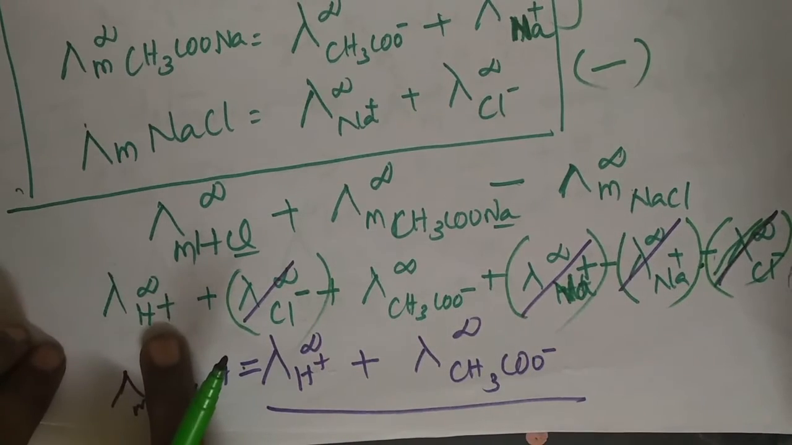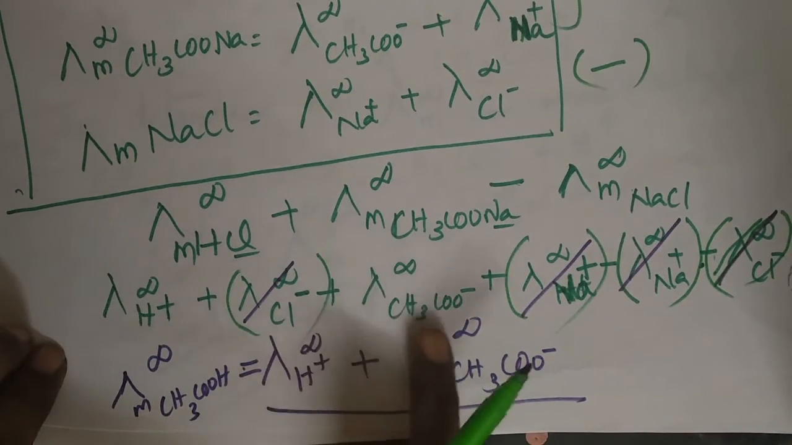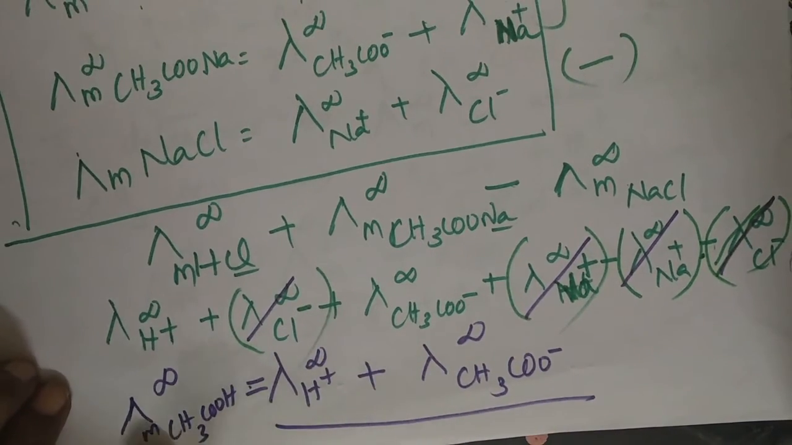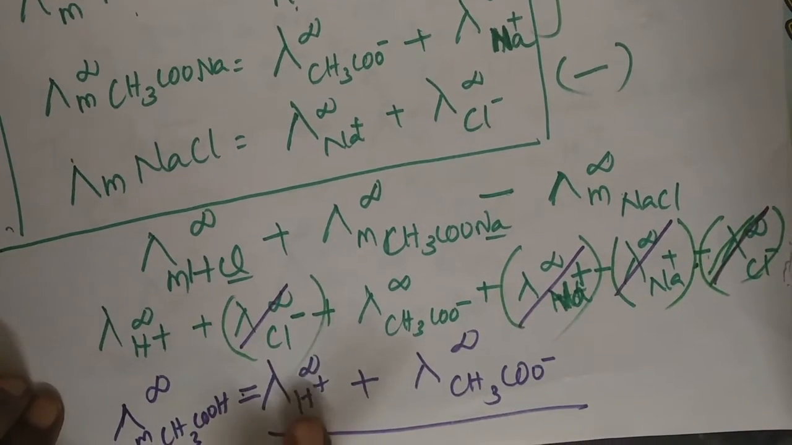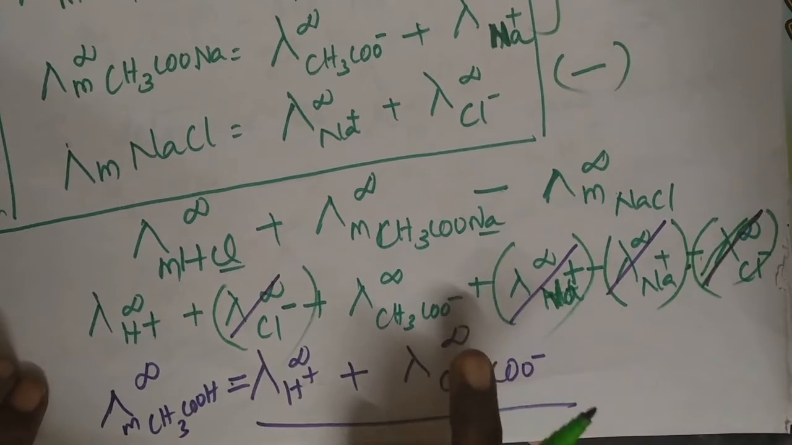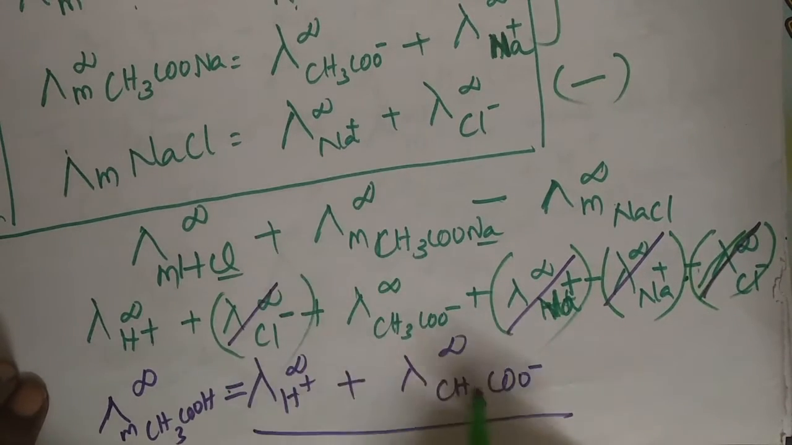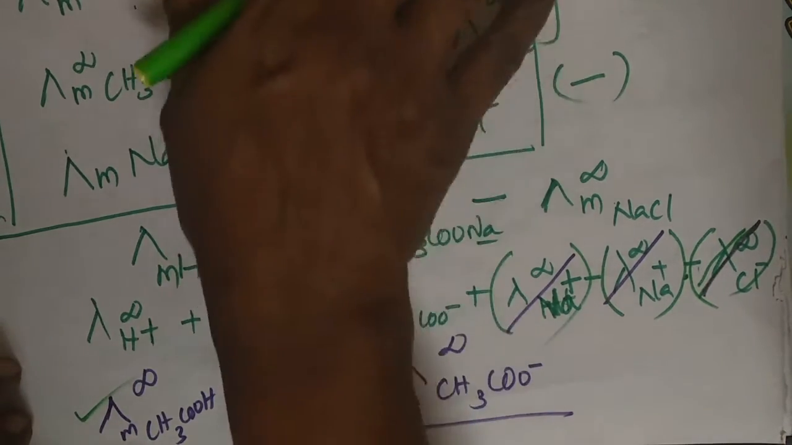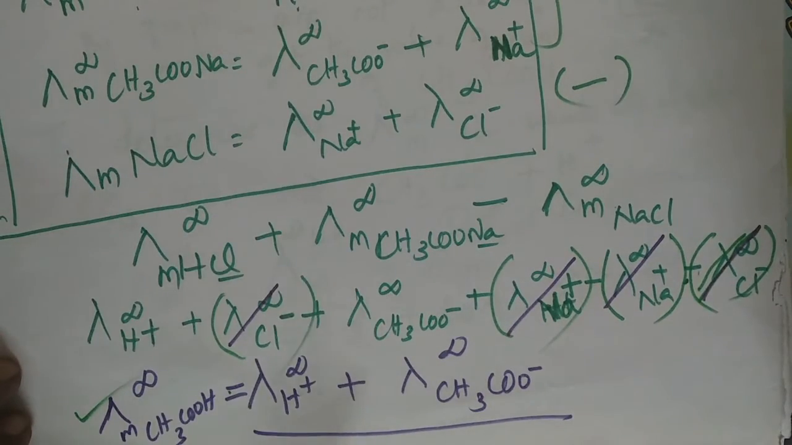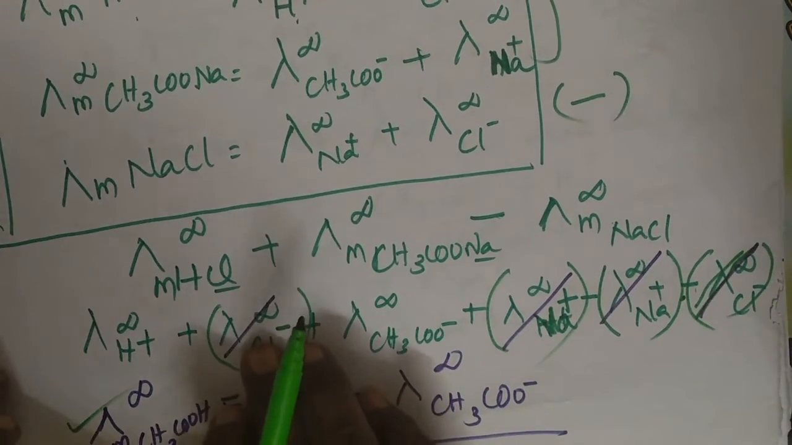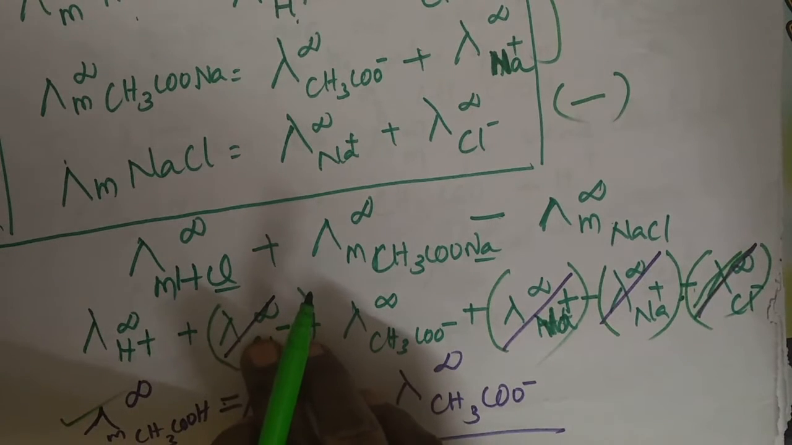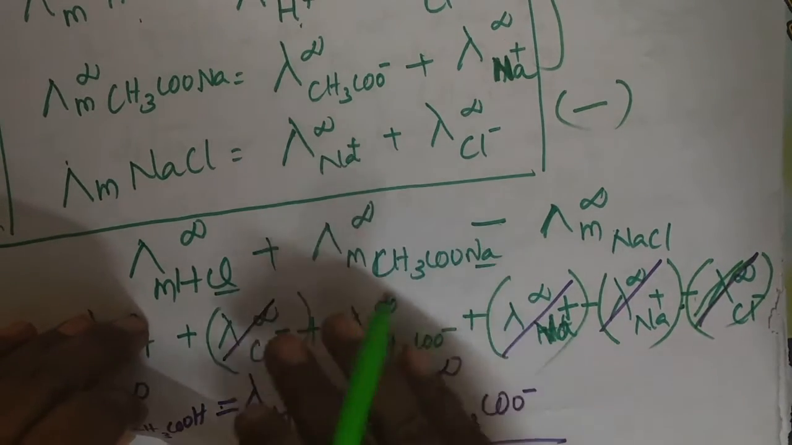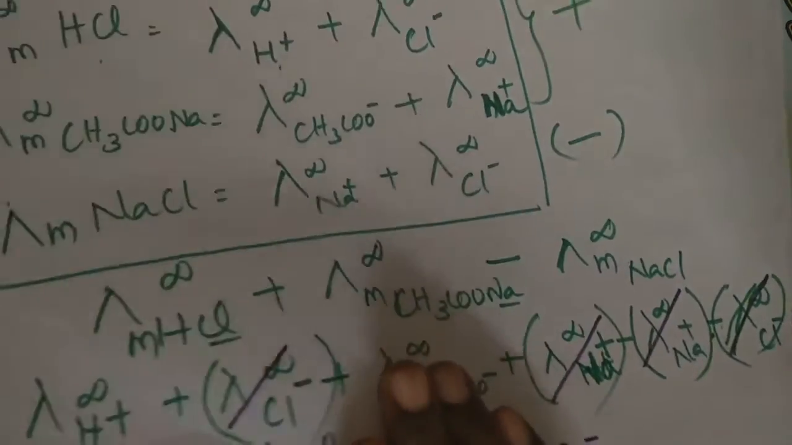Only lambda H plus infinity and lambda CH3COO minus infinity, which means you are getting only acetic acid. So at last, lambda m CH3COOH is equal to lambda H plus infinity plus lambda CH3COO minus infinity. The addition of these two gives the molar conductance of acetic acid. Is it clear? With this derivation we can find the molar conductance at infinite dilution of a weak electrolyte. This is the first application.